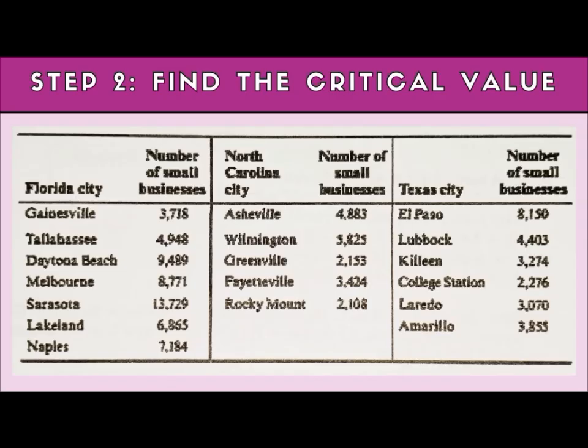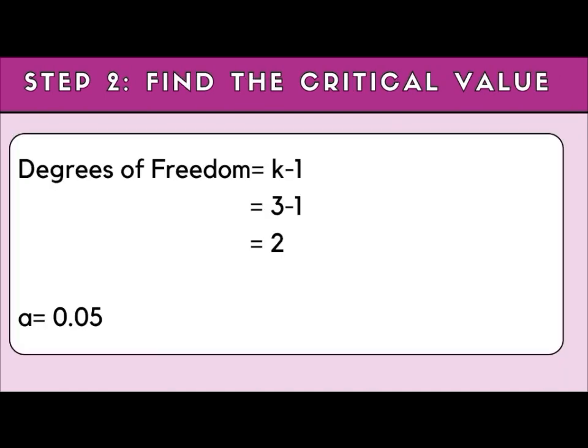Now after we state our hypothesis, we can find our critical value, which is step 2. As I said earlier, we have three samples: the Florida city, North Carolina city, and the Texas city. In this table, you can also see the number of small businesses per city. After we identify how many our samples are, we can use the formula for the degrees of freedom. K stands for our number of samples. So 3 minus 1 is 2. Our degrees of freedom is equal to 2, and our alpha level in the given problem is 0.05.